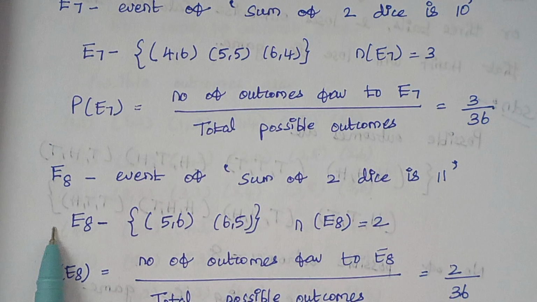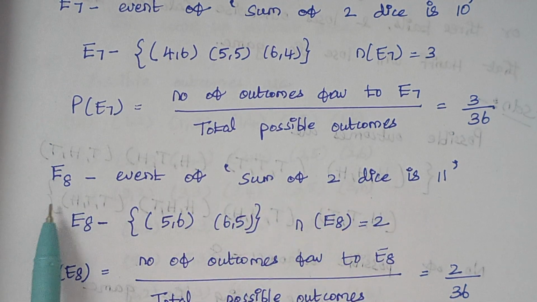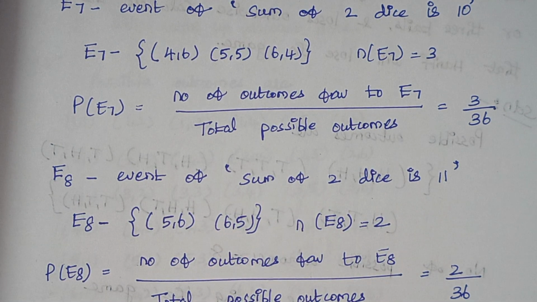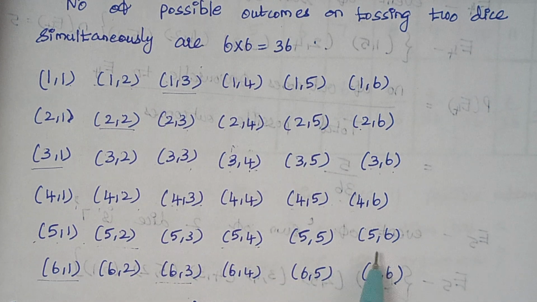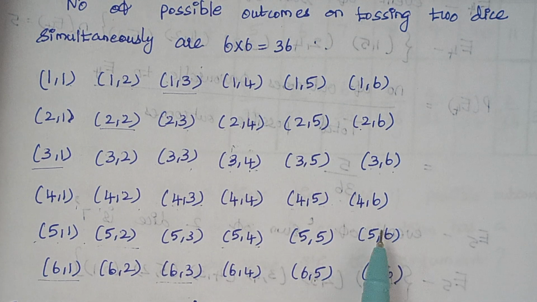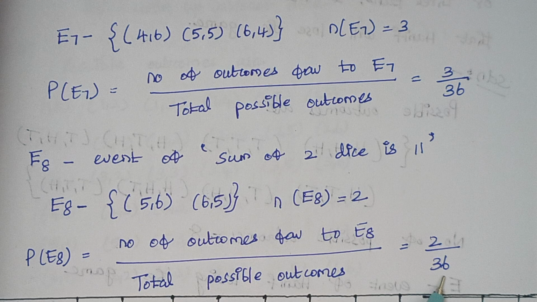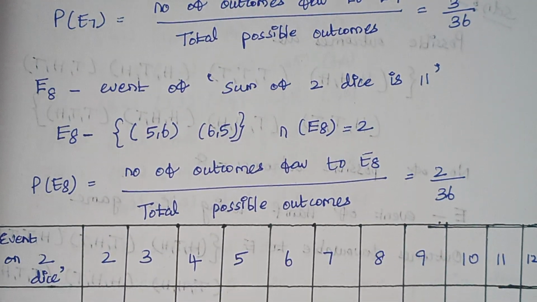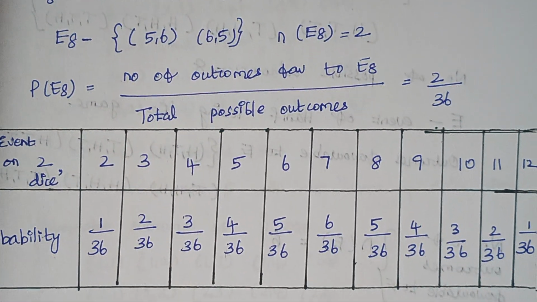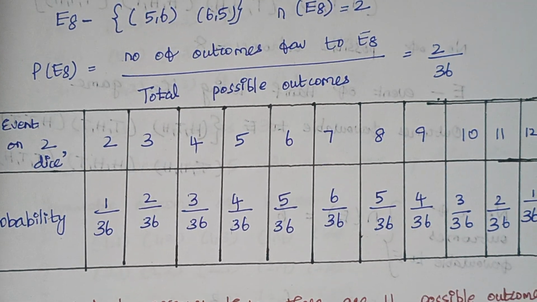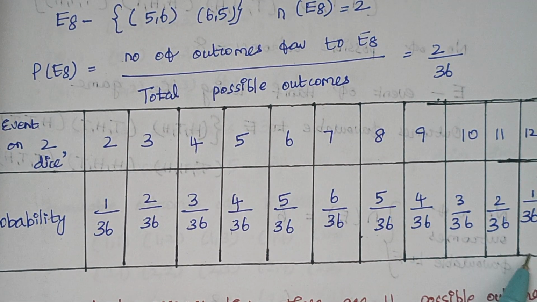Now the last thing is sum of two dice is 11. Let the event be E8. So again when you look back, you should get the number 11. So 5 plus 6 gives you 11 and again 6 plus 5 gives 11. So totally there are 2 outcomes. So 2 by 36 is the probability ratio. Now we have finally completed this tabulation. We started from 2 and ended with 12.